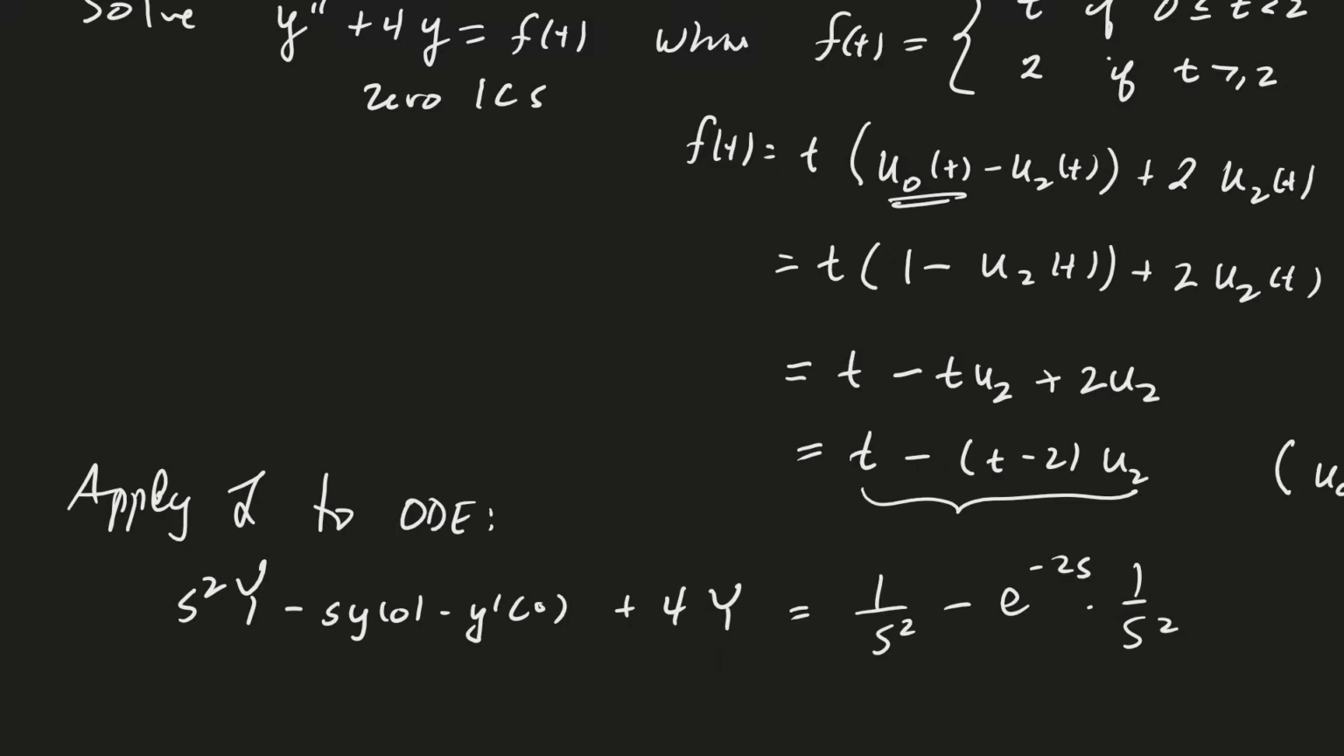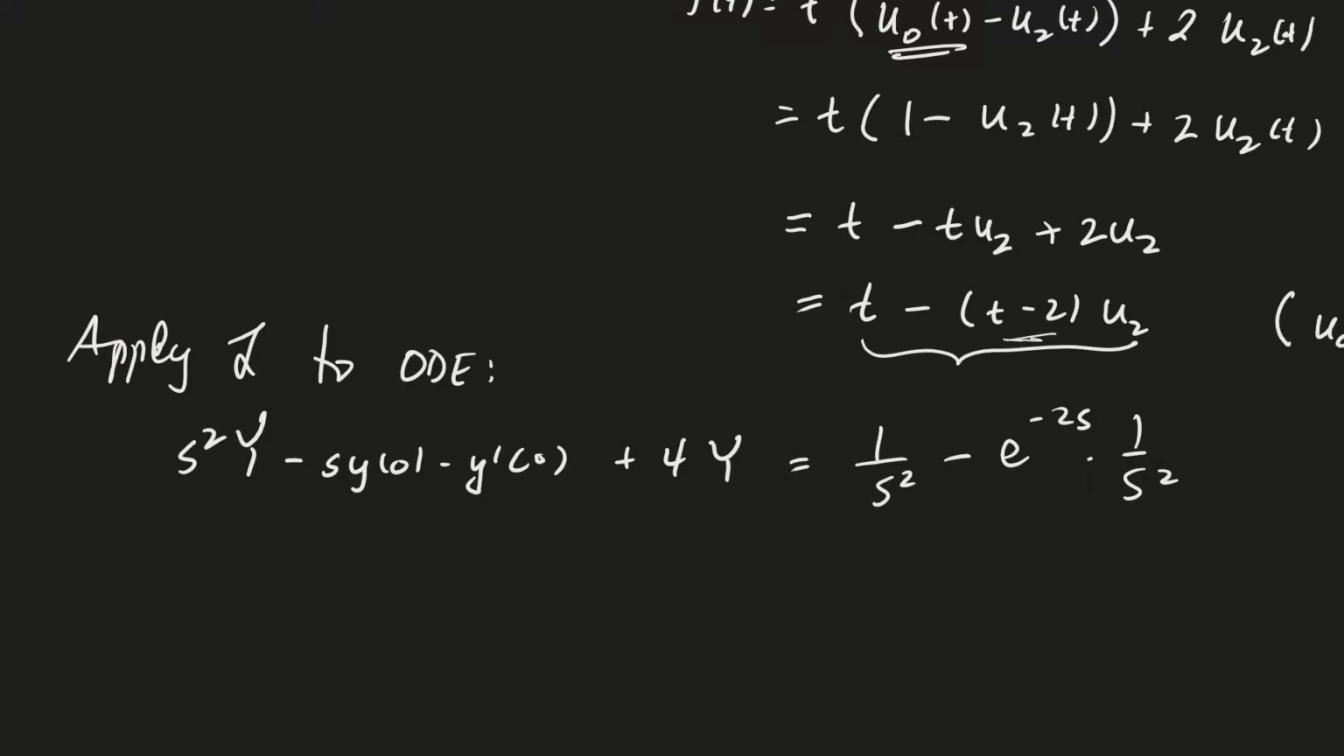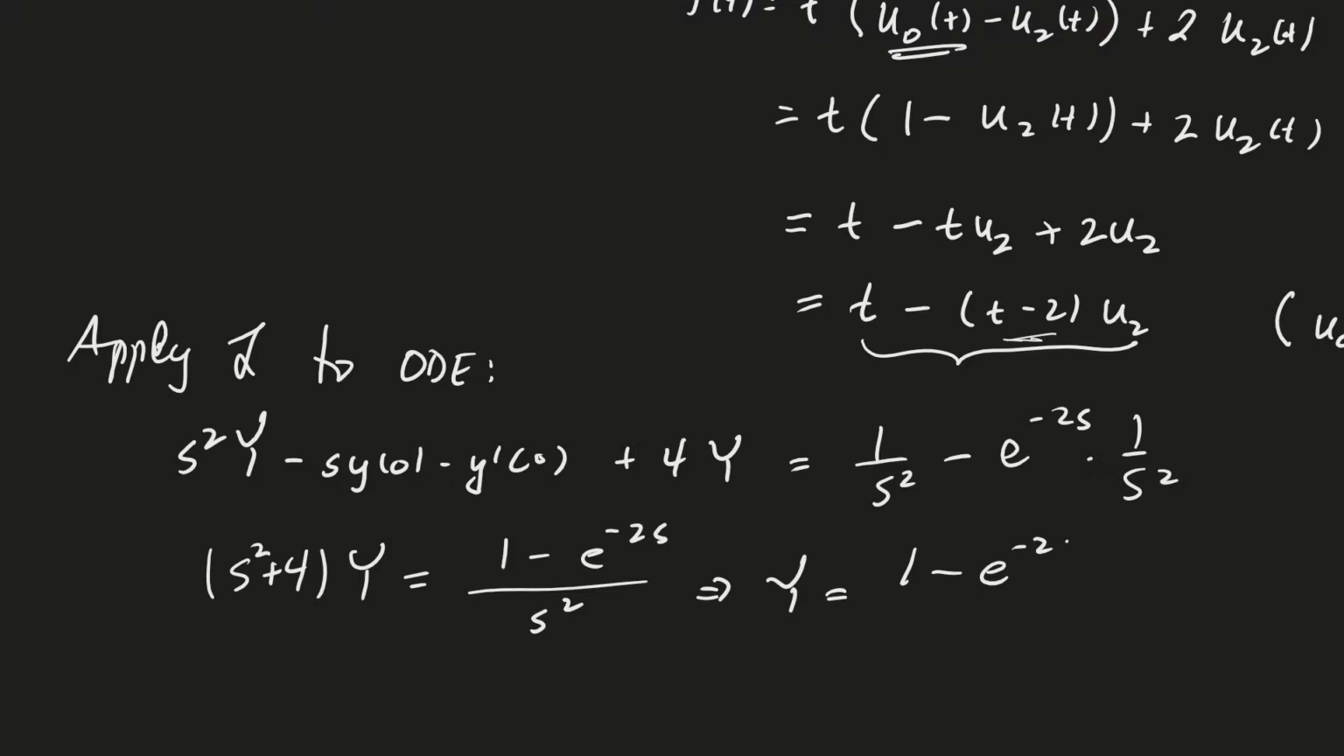And so, yeah, this turns out to be nice when you already have the right form. Good. So let's simplify. I get s squared plus 4 times y equals 1 minus e to the minus 2s, divided by s squared. Good. Then y is equal to 1 minus e to the minus 2s divided by s squared times s squared plus 4.